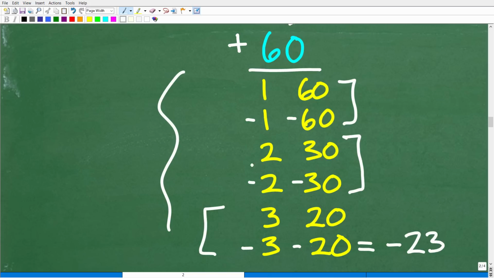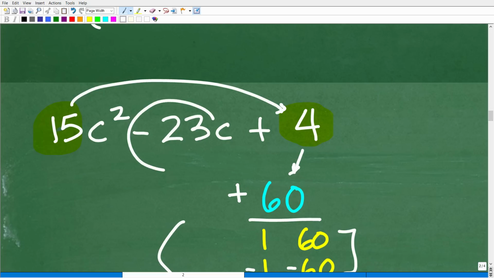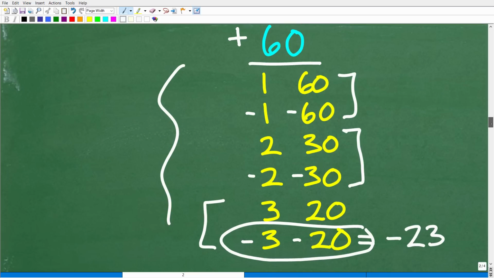All right, so once you have all these factors listed, you're looking for the pair of factors that add up to this middle number, right? So what is that middle number? -23. Okay, so which pairs of factors add up to that middle number? Well, here is -23. -3 plus -20 is -23. Okay, so that means that we want to use these factors in some way.